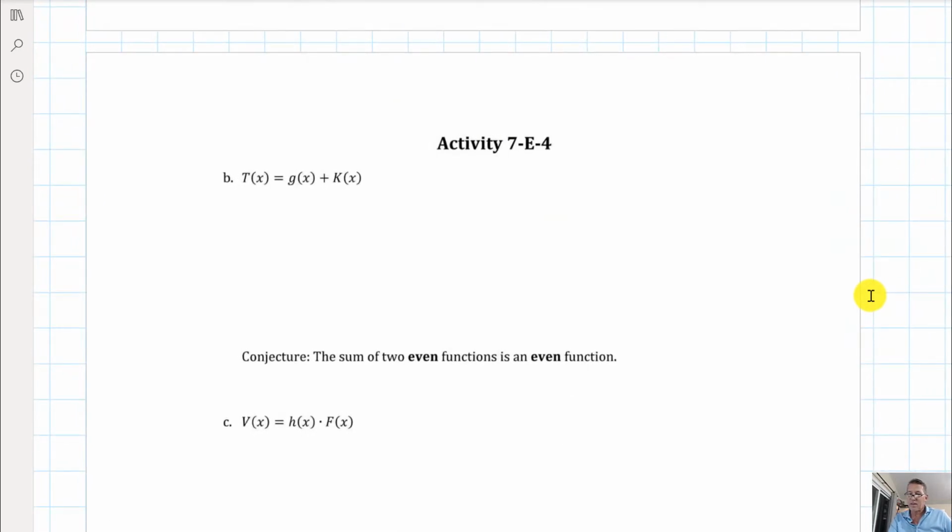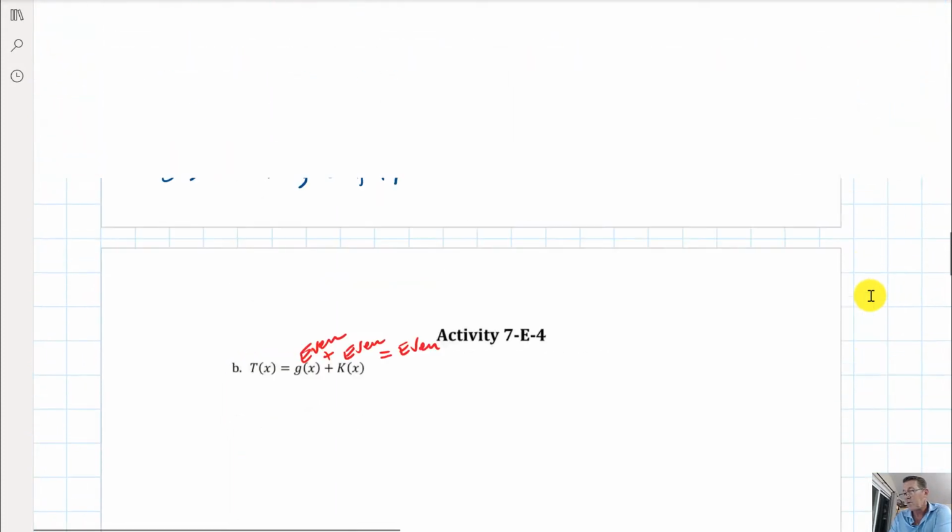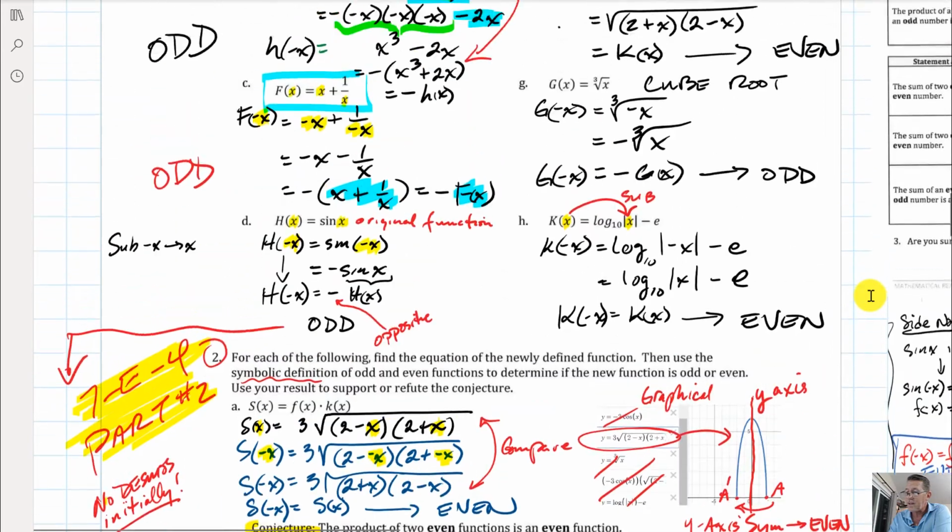So we have to take a look at the new function, call it t of x, and see if, well here, let's read our conjecture. We have to check this conjecture: the sum of two even functions is an even function. So we have to take g, which is even, plus another even function, and show that you get another even function. Now, if you don't know about that, we did that earlier.